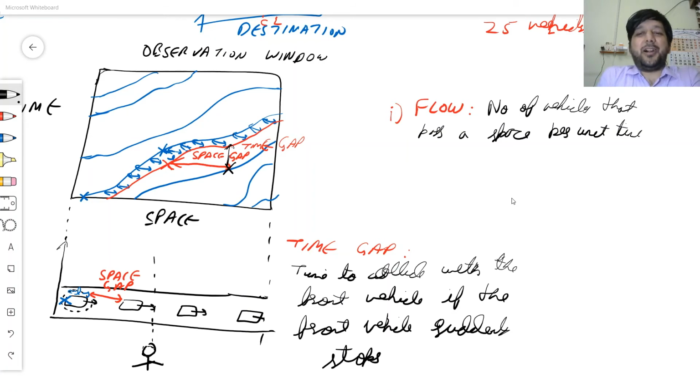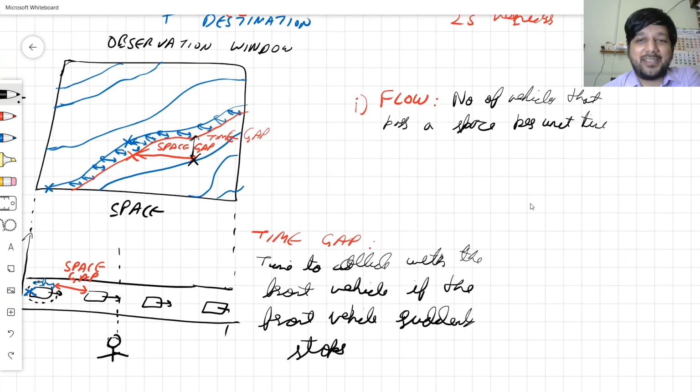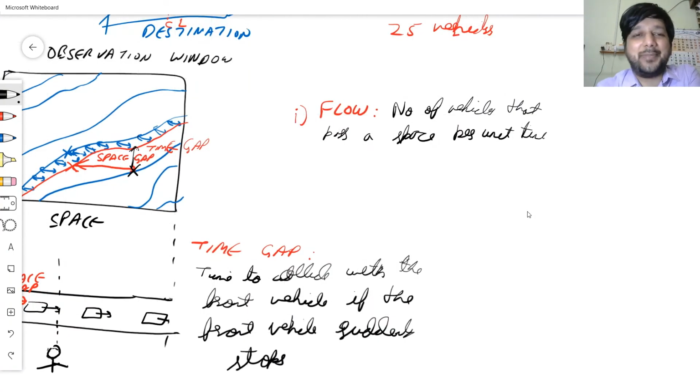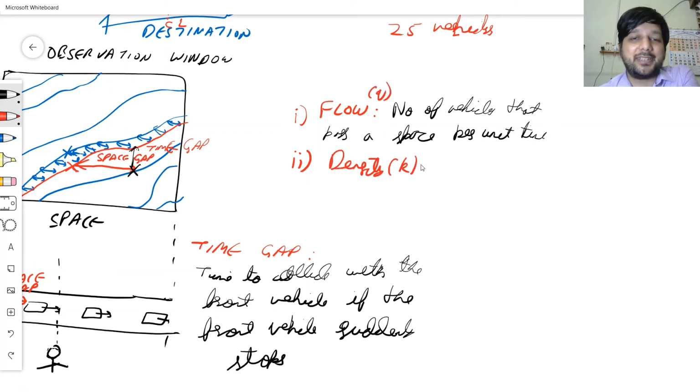Now I'm talking about a macroscopic variable, like say what's the flow, how many vehicles per unit time they go. So that's my first macroscopic variable that I use. Now if I define the number of vehicles per unit time, I can also define the same thing in terms of space. And if I define the same quantity in terms of space, it's called density. So flow is defined as Q and density is defined as K.